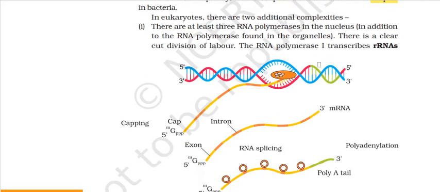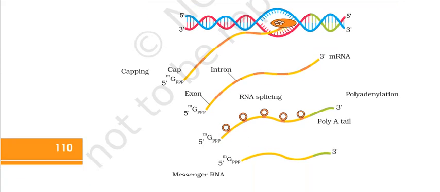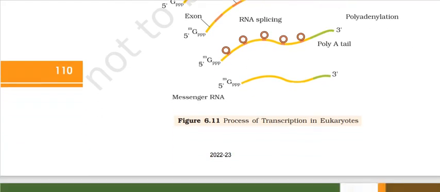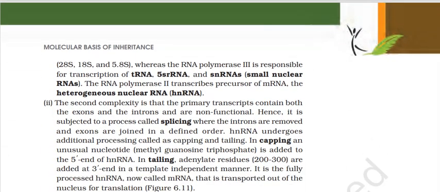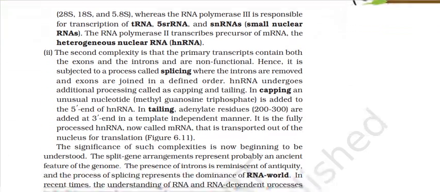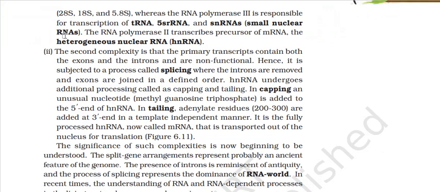There are at least 3 RNA polymerase in the nucleus in addition to the RNA polymerase found in the organelles. एक तो organelles में अलग है, उसके addition में nucleus में 3 RNA polymerase है. There's a clear cut division of labor. The RNA polymerase first transcribes ribosomal RNAs. अब हमारे पास एक clear cut demarcation होने वाला है कि certain enzymes are going to transcribe for certain ribosomes only. Over here we have 28S, 18S, 5.8S, ये सारे हमारे ribosomal RNAs है.